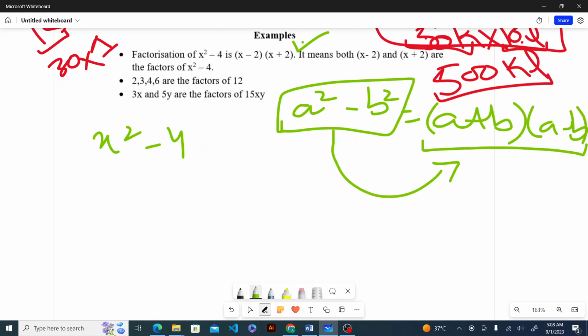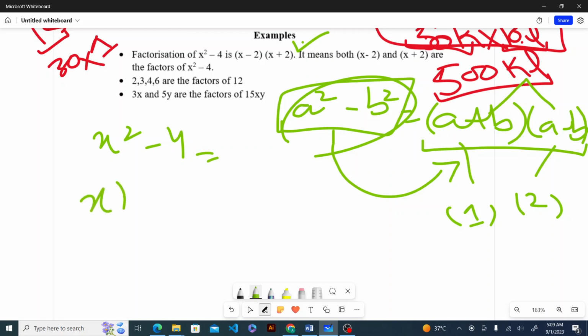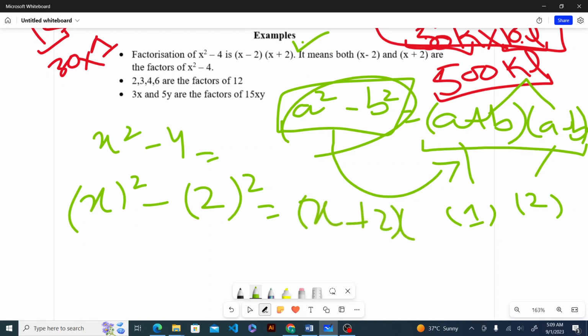A plus b is the first factor, and a minus b is the second factor. And what is the operation being done between them? They are being multiplied with each other. Why? To get a square minus b square, the original thing. Okay, so this is the simple example of factorization. With the same formula, we have an example here, x square minus 4. We can see, x square minus 4 is equal to x square minus 2 square. When we write this in terms of its factors, we get x plus 2 into x minus 2.